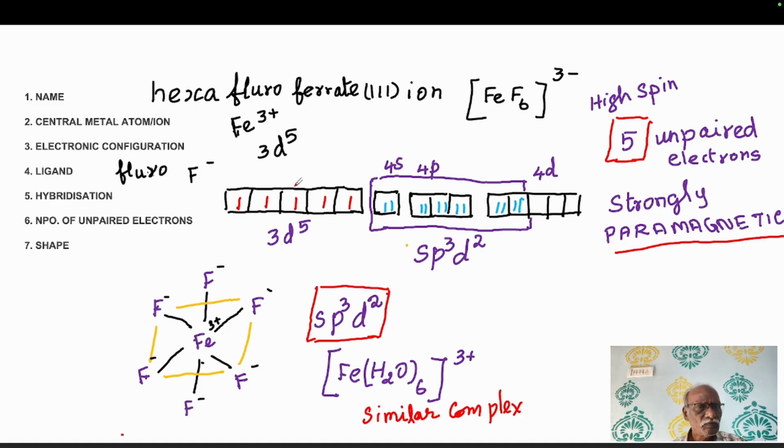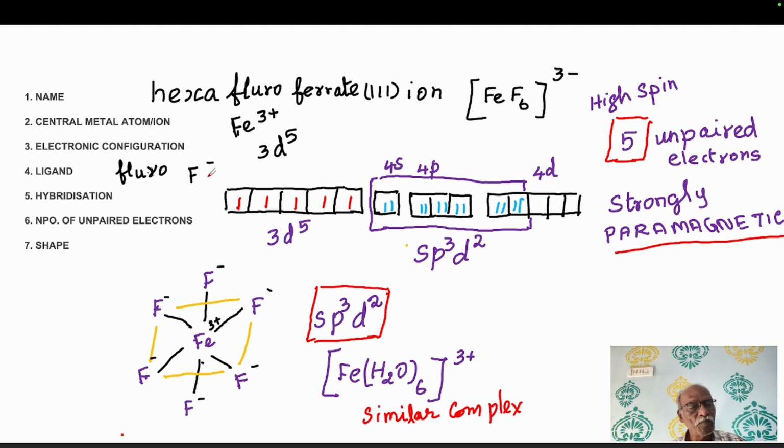Now let's go from the beginning. Its name is hexafluoroferrate(III) ion. We call it ferrate instead of iron because it is an anion. When a metal is inside an anion, we call it like this: nickelate, ferrate, cobaltate, and so on, not by their name as it is. The bracket number 3 refers to the charge on the metal ion. That's it. The central metal ion is iron 3+, its electronic configuration is 3d5, and the ligand is fluoro, F minus.